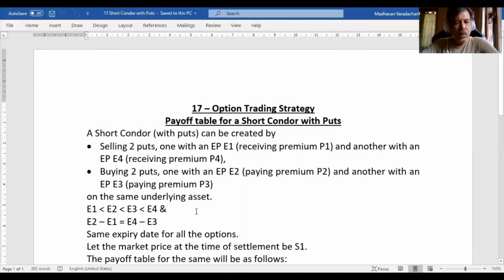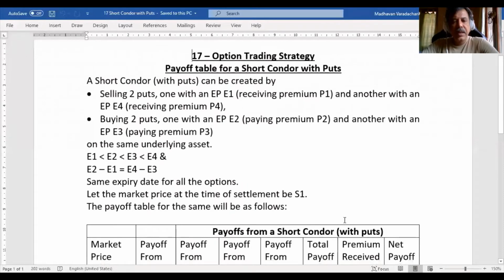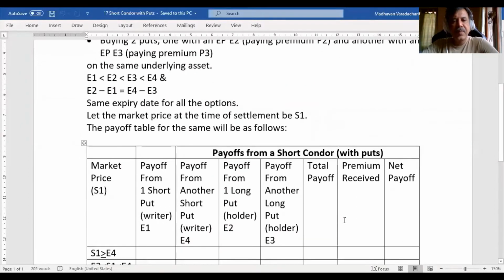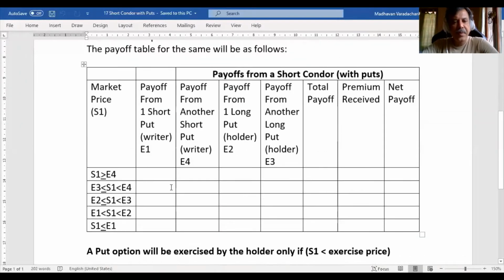And as usual, E1 is less than E2, less than E3, less than E4. The difference between E2 and E1 is the same as E4 and E3. Same expiry date for all the options. Considering the market price at the time of settlement to be S1, we have this payoff table. Let us see how we calculate the payoffs.